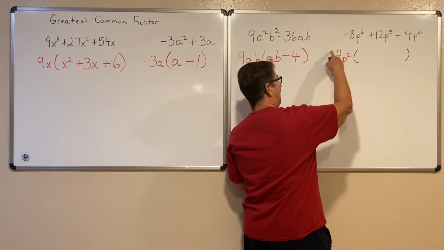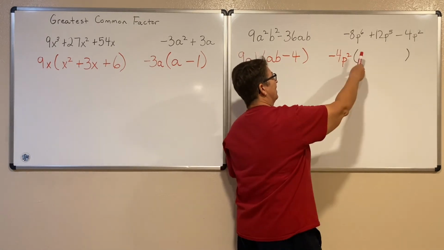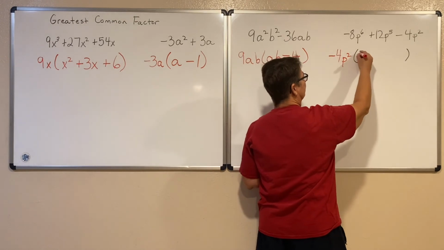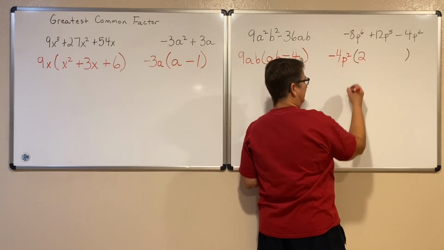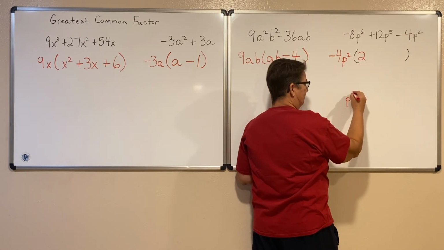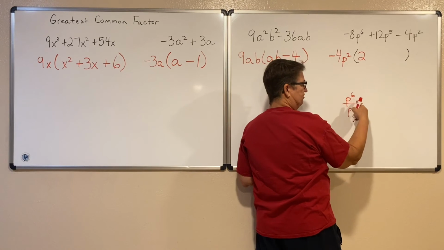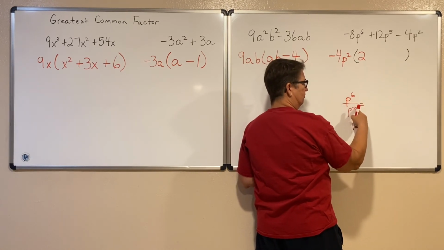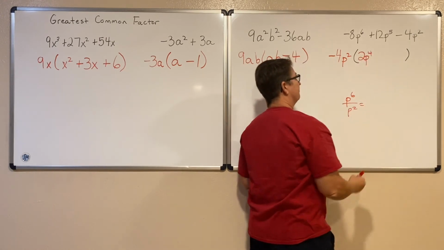And now I'm going to divide that or find the other factor. This is one factor, negative 4p squared. So to find the other factor, negative 8 divided by negative 4 is a 2. P to the 6th divided by p squared. Remember what that p to the 6th over p squared is. We can subtract those exponents. 6 minus 2, which gives me p to the 4th.